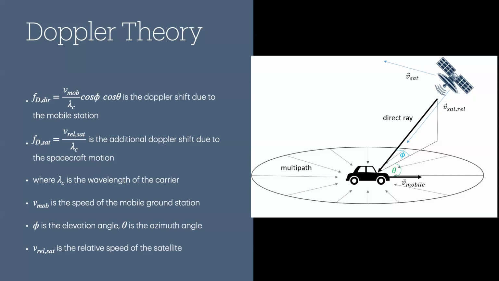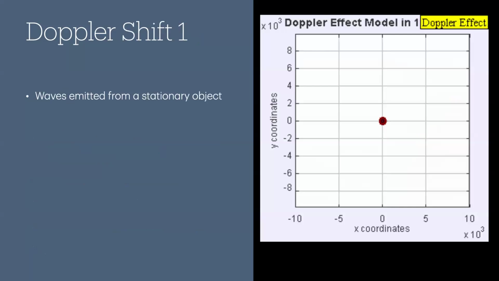Here, lambda c is the wavelength of the carrier. That's the radio frequency signal. So if I say we're talking at 400 megahertz, that's the lambda c; the wavelength is the inverse of that. Vmob is the speed of the mobile ground station. Normally that's 0 with respect to the ground, but of course the Earth is rotating too, so it is moving. The elevation and azimuth angle, that's just where you point the antenna. And vrel sat is the speed of the spacecraft relative to us on the ground. As I said before, that is about 7,500 to 8,000 meters a second, so very fast. All right. Now, waves emitted from a stationary object. I hope you can all see this bit.